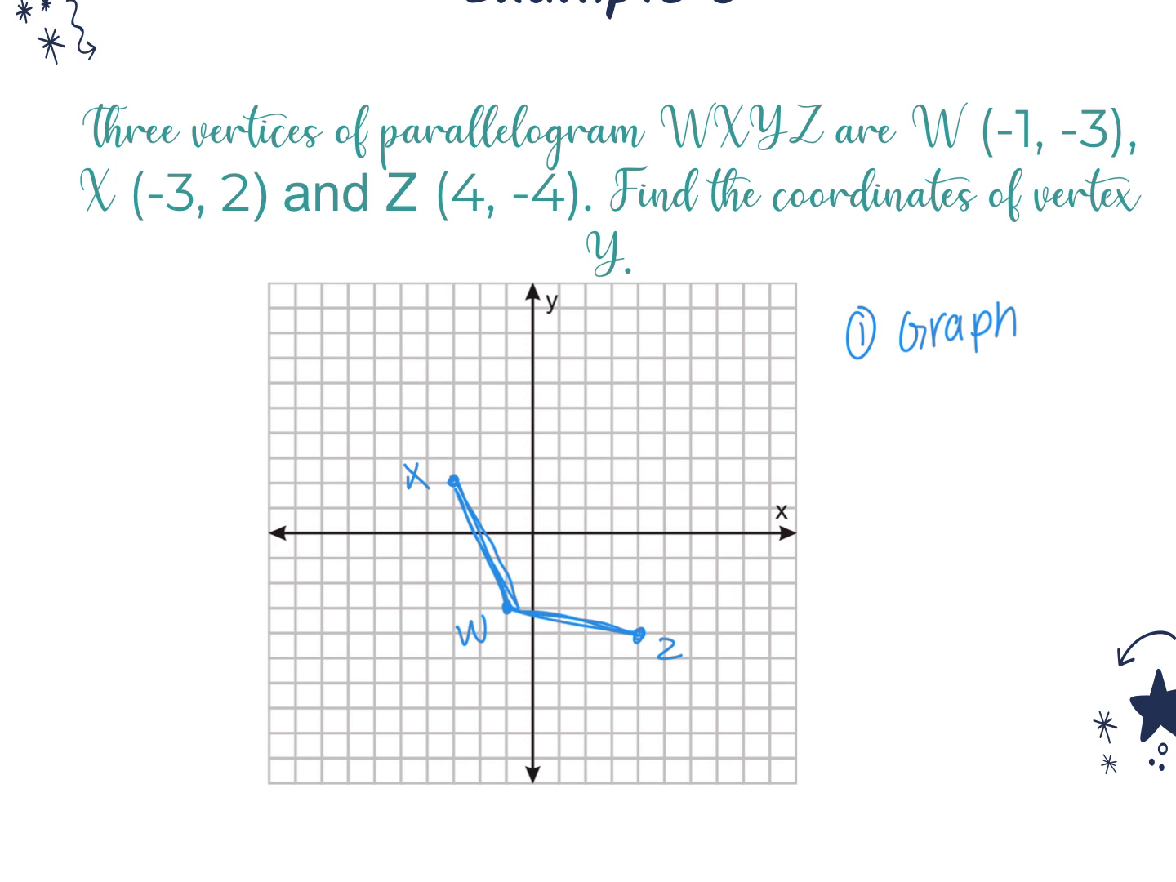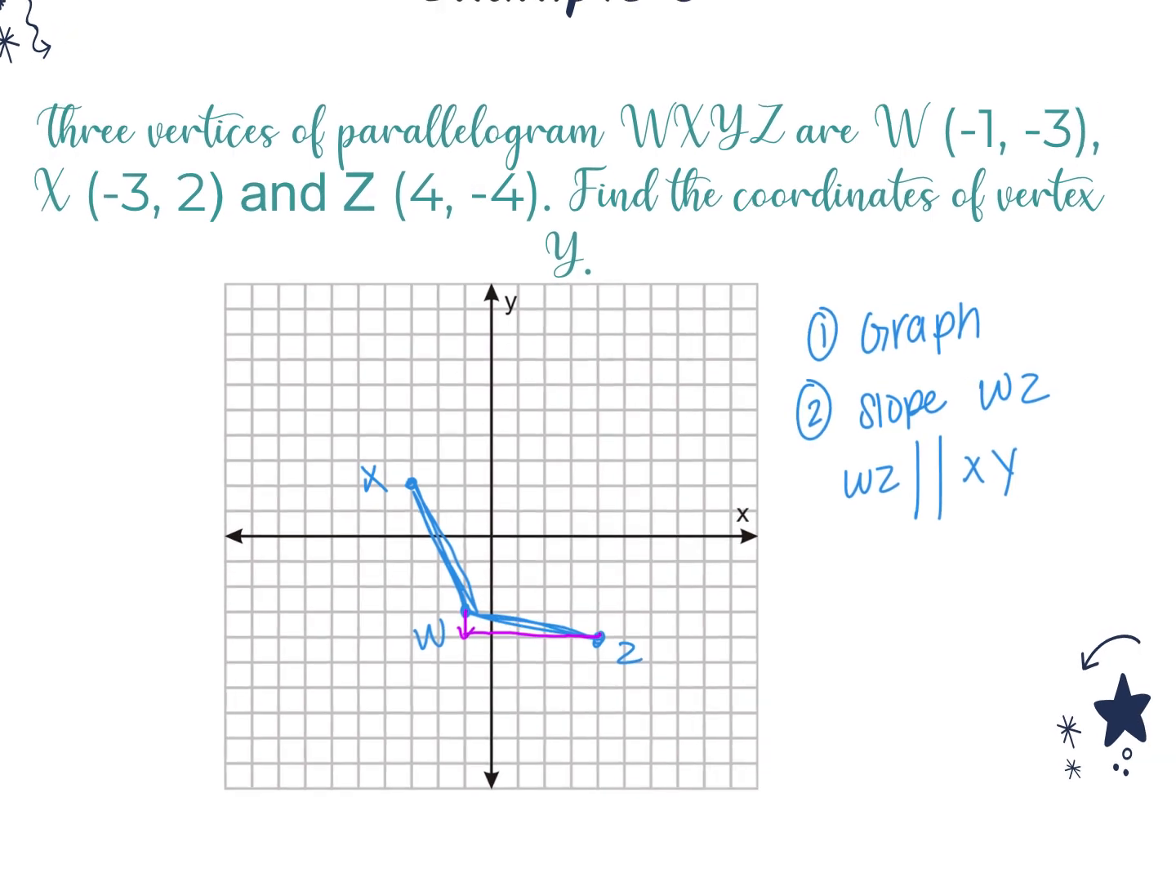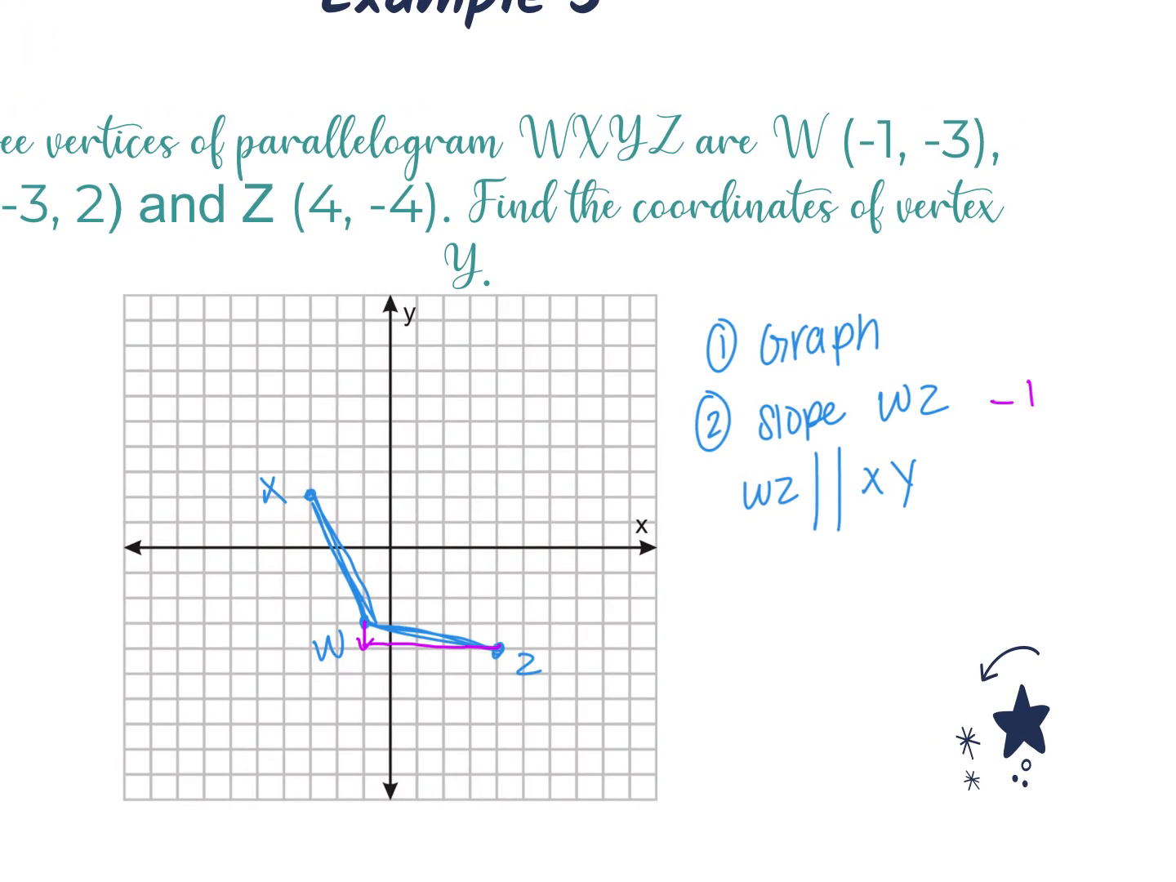Then I need to find my slope for WZ. Why do I find my slope for WZ? Because that's what's going to be parallel to XY. Okay, so that's what's parallel to XY. WZ is parallel to XY. So my slope, I'm just going to count down 1 over 1, 2, 3, 4, 5. So my slope is minus 1 over 5.